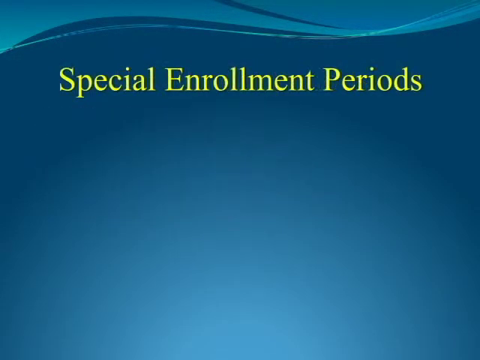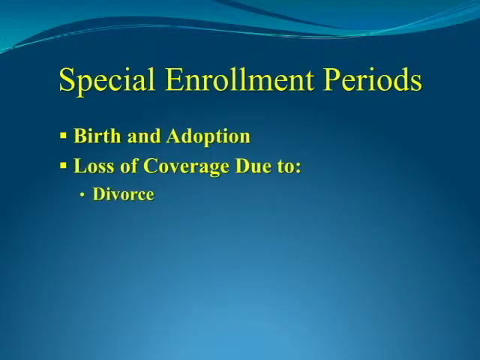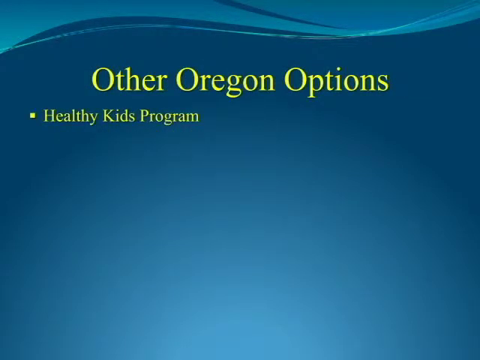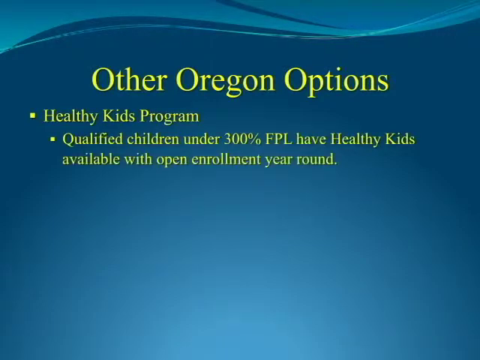On your screen, there are some additional enrollment periods, known as special enrollment periods. This is for the birth or adoption of a child, or if a parent is getting divorced or legally separated, or the death of the parent where that child loses coverage. Healthy Kids has open enrollment all year for qualified children whose families are below the 300% of the federal poverty level.